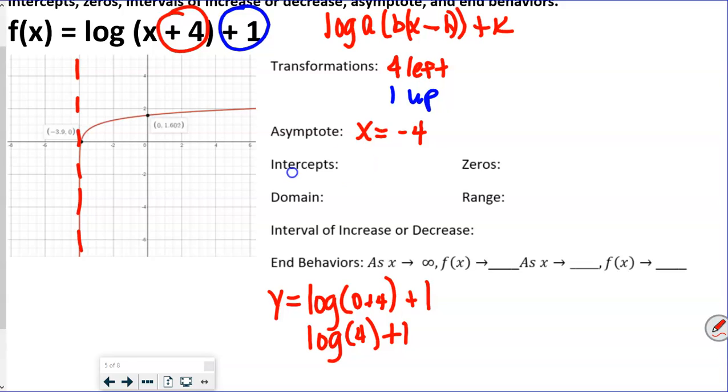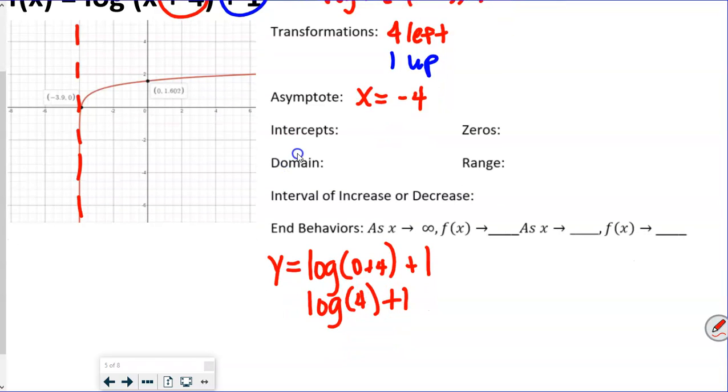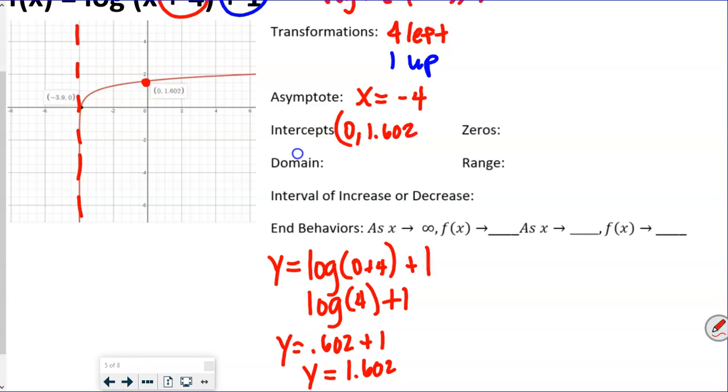So on your calculator, when you do the log of 4, what you should have got was 0.602, right? 0.602, and then we're going to add 1 to that. So y is equal to 1.602, which is exactly what we have right there, right? So we're going to say 0, comma, 1.602.